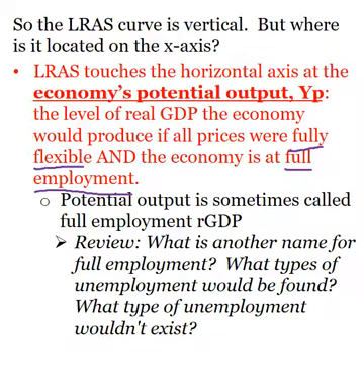And what types of unemployment would exist at our potential? Frictional and structural are the two that do exist at our full potential, those we expect. And then what type of unemployment would not exist if we're at full employment? Cyclical, the one that's caused by changes in the business cycle.